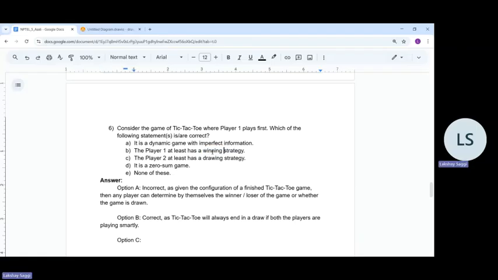If option B says that player one at least has a winning strategy, then it's incorrect, because tic-tac-toe will always end in a draw if both the players are playing smartly. But option C says that player two at least has a drawing strategy, which is correct. When we say smartly, we mean having a strategy, right? As we said previously, tic-tac-toe will always end in a draw if both players are playing smartly. So player two at least has a drawing strategy.